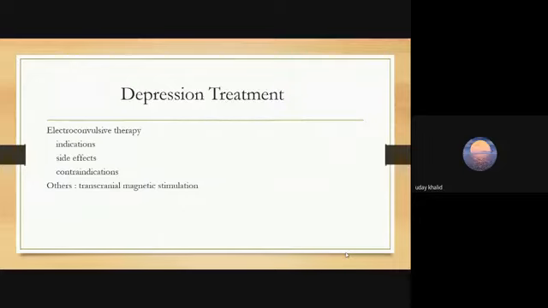Electroconvulsive therapy is treatment by electric shocks. We apply electric current to induce a tonic clonic seizure. It should be done under general anesthesia and may be accompanied by side effects. The most common disturbing side effect is amnesia, memory impairment, which may be anterograde and retrograde amnesia, but it is reversible.